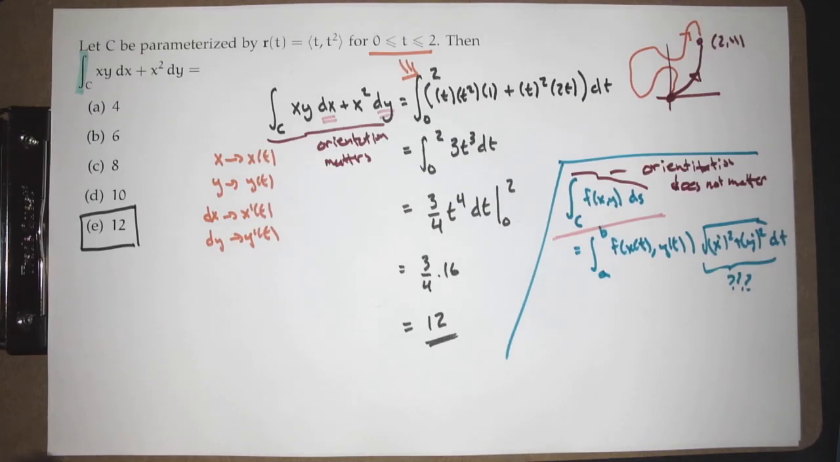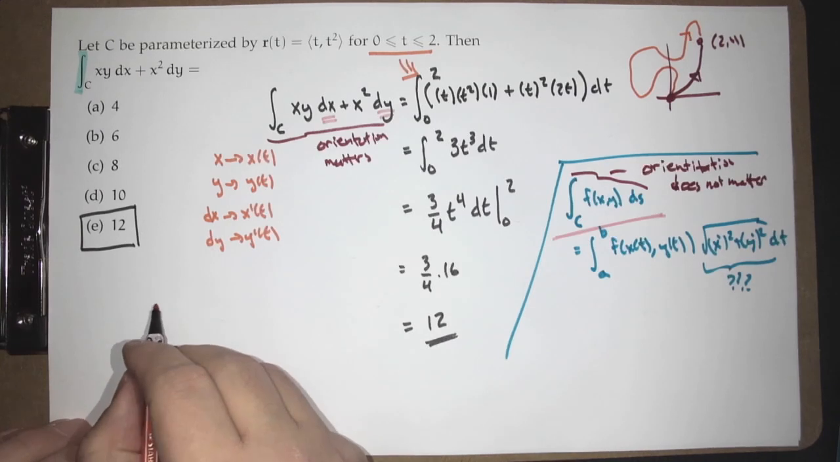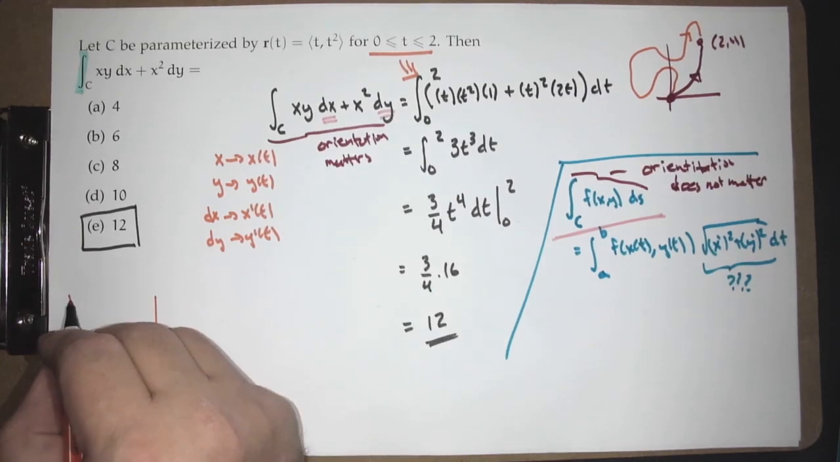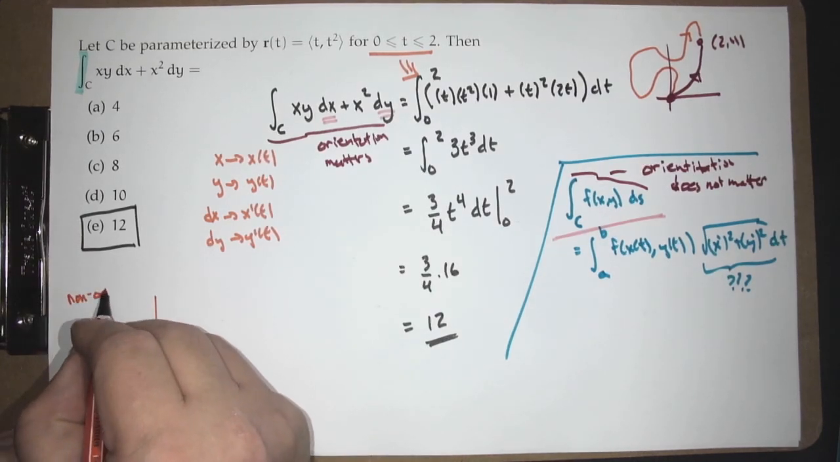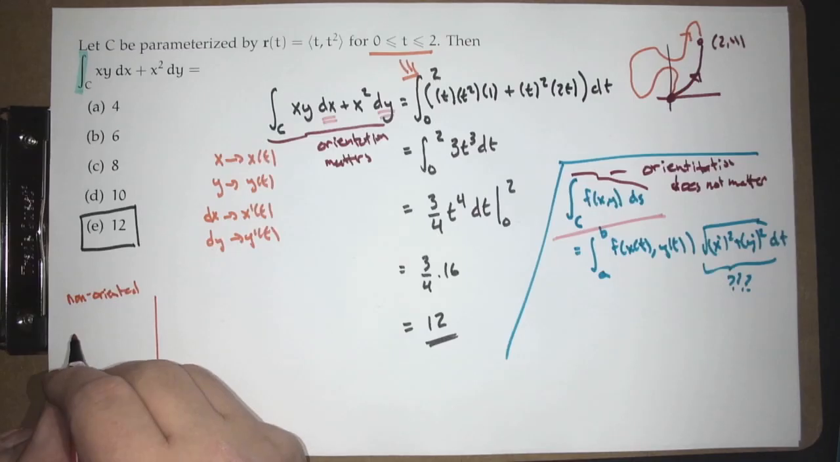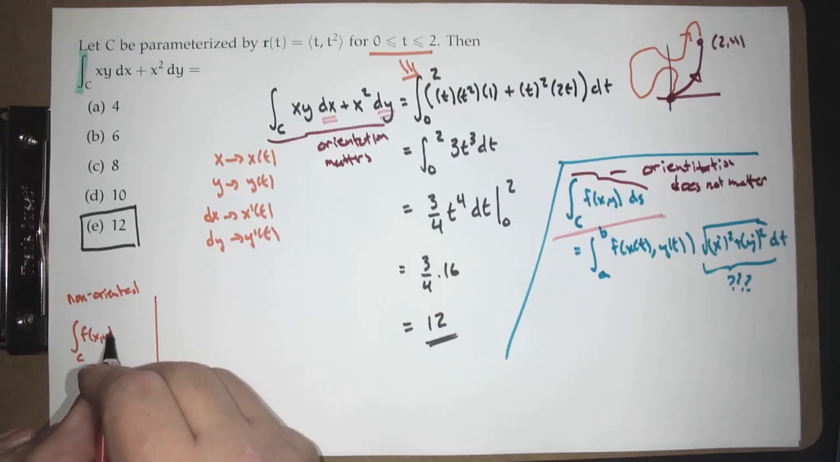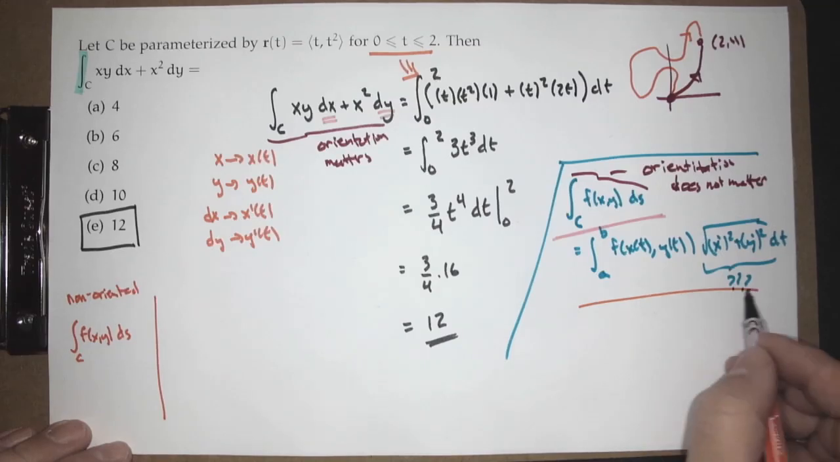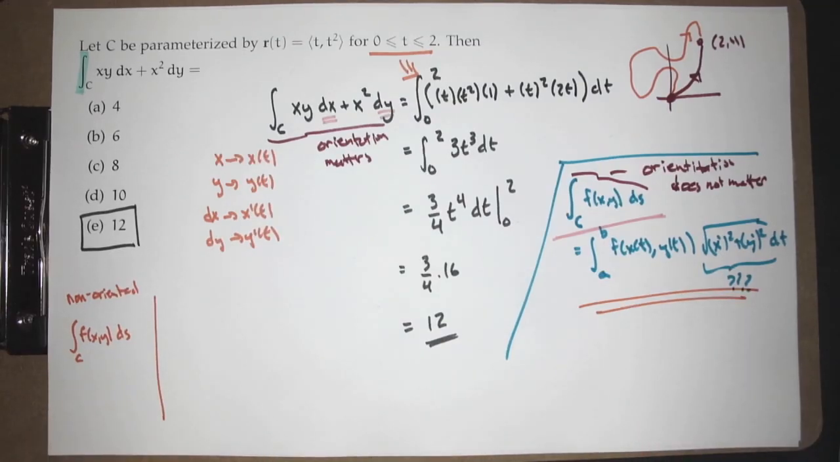So there's two camps. Okay, so I'm gonna make a list here. Non-oriented camp. And in the non-oriented camp, you have no choice. If you see an integral that looks like this, you just got to grin and bear it. That's what you have to do.